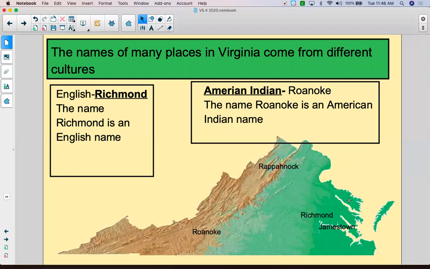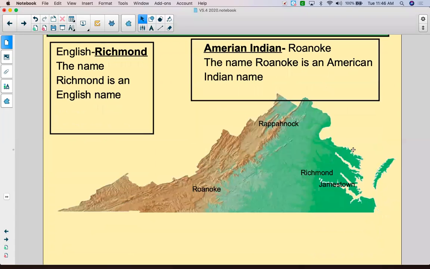All right, so the names of many places in Virginia come from different cultures. For example, Richmond is an English name. Roanoke is an American Indian name.